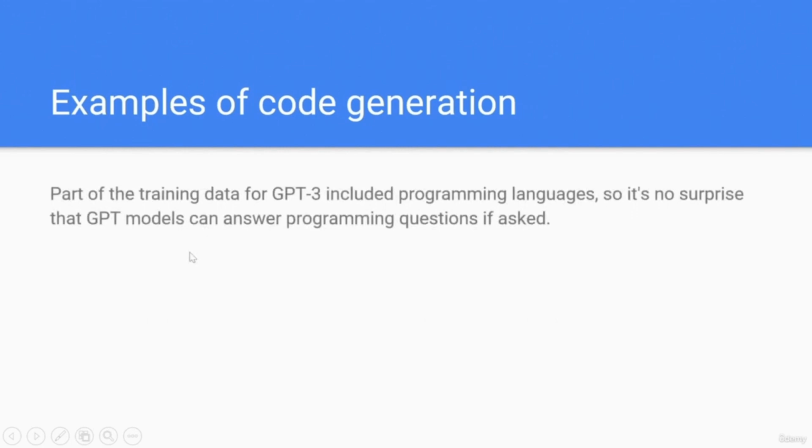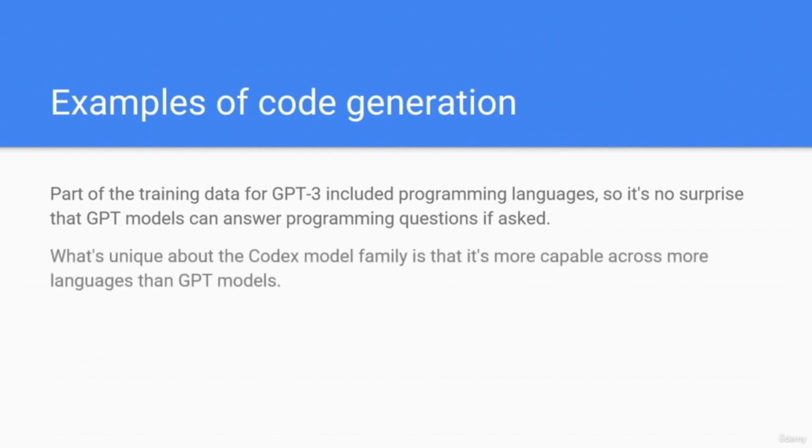Examples of code generation. Part of the training data for GPT-3 included programming languages, so it is no surprise that the GPT models can answer programming questions if asked. What's unique about the Codex model family is that it's more capable across more languages than GPT models.